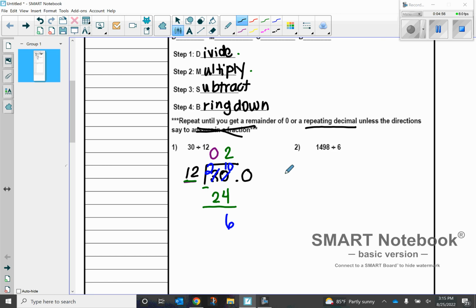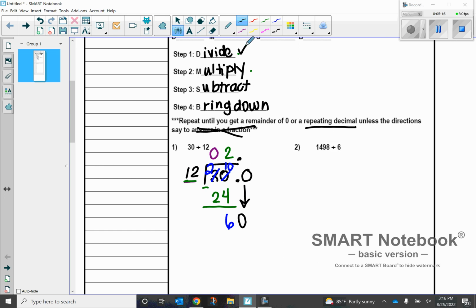Once I put a decimal down in my dividend, I have to put it right on top into my answer as well. This is why lining up those numbers as you work is super important. Okay, and now we keep going. So now we do have a number that we could bring down, and 12 can fit into 60. We start that process back over.